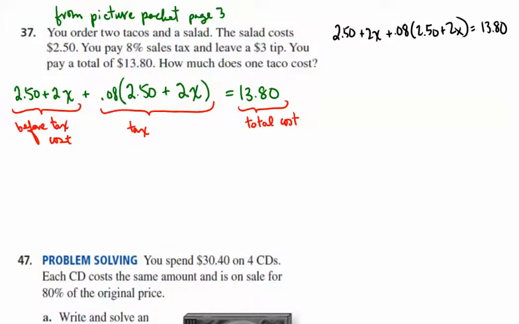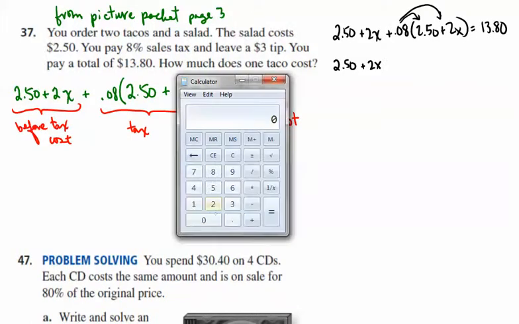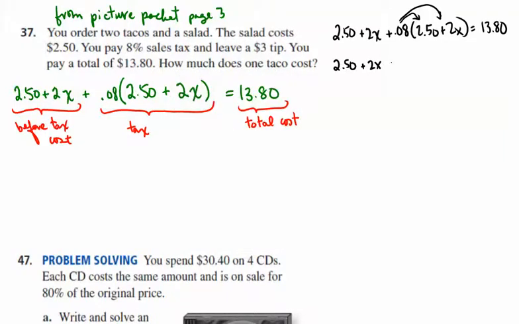All right, so we can see that we'll have to distribute before we can do anything else. And 0.08 times $2.50 comes out to be 20 cents, and then 0.08 times 2 is going to give us 0.16x, and that's equal to 13.80.